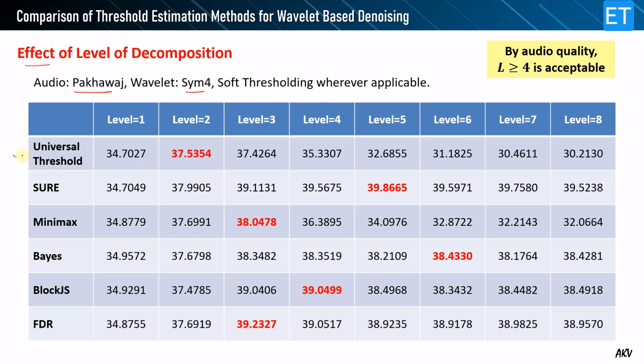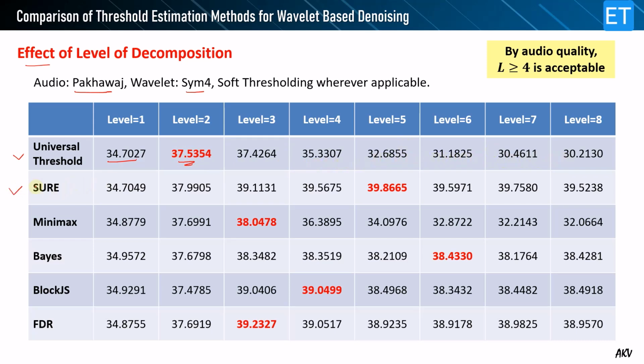So first see the universal threshold. So this is the PSNR at level 1, for level 2, 3, like that. Here I have highlighted the highest PSNR, which is obtained. So for universal threshold, I have obtained the highest PSNR at level 2. And when I increase the level, its PSNR is decreasing.